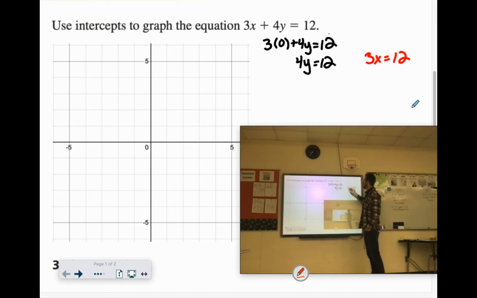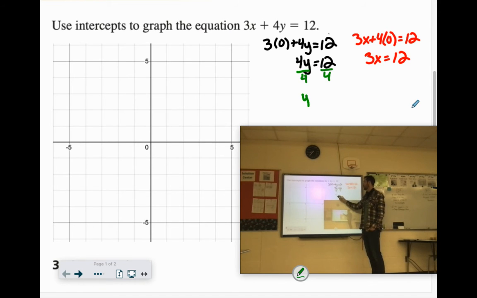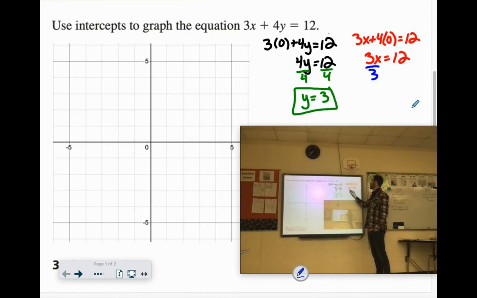I'll go ahead and write the first step on this one, the bookish way, but I'm not going to write that step from this point forward. All right, 4y equals 12. How do you solve it? You divide by 4. 12 divided by 4 is 3. Let's come over here and do the same thing with the x's. Divide by 3. 12 divided by 3 is 4.